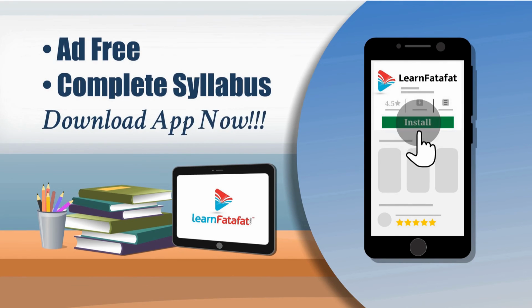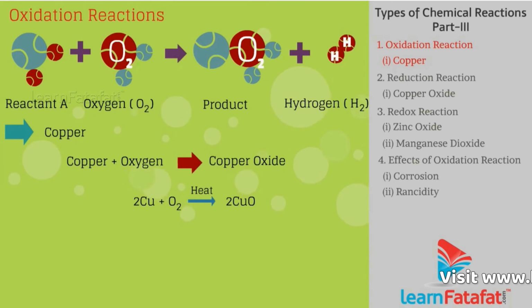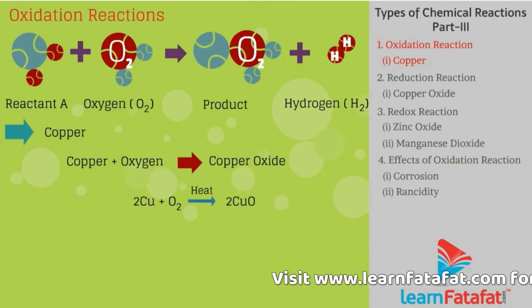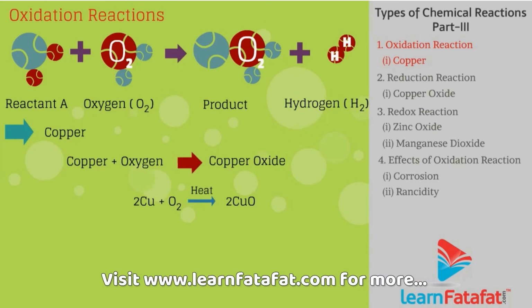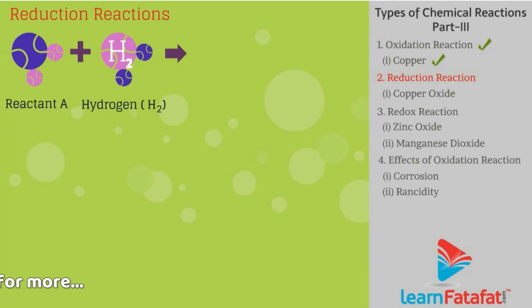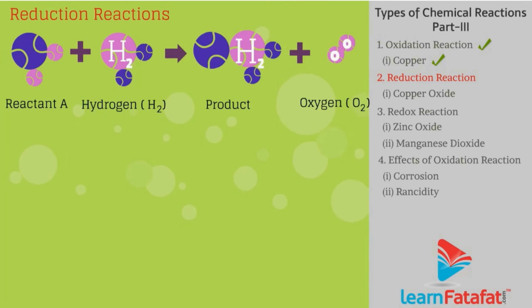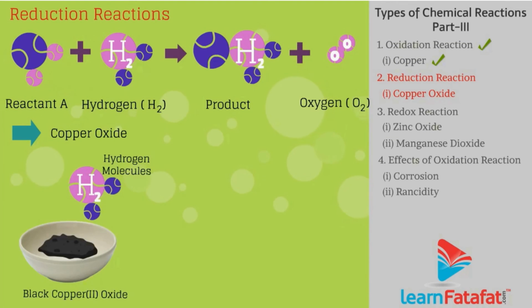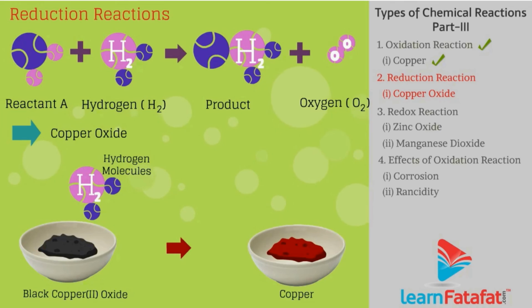2Cu plus O2 in presence of heat gives 2CuO. Reduction reaction. Gain of hydrogen or loss of oxygen is reduction reaction. For example, copper oxide. If hydrogen gas is passed over this heated CuO, black coating turns brown as reverse reaction takes place and copper is obtained.